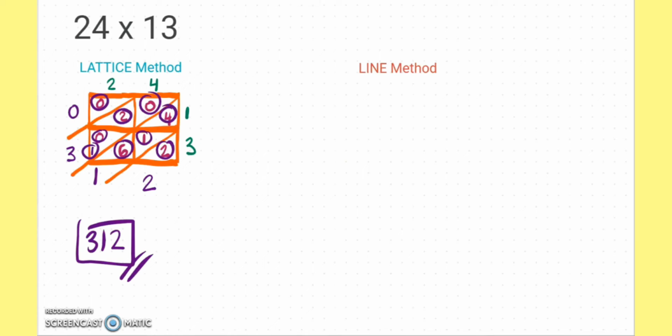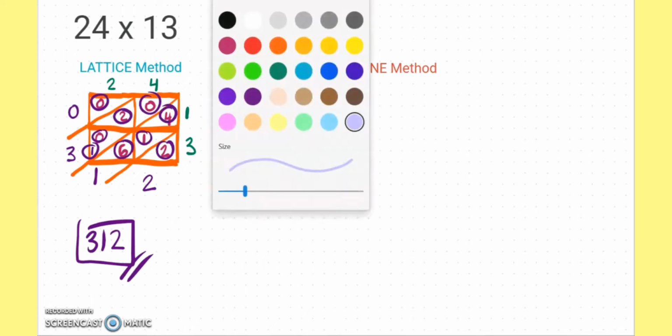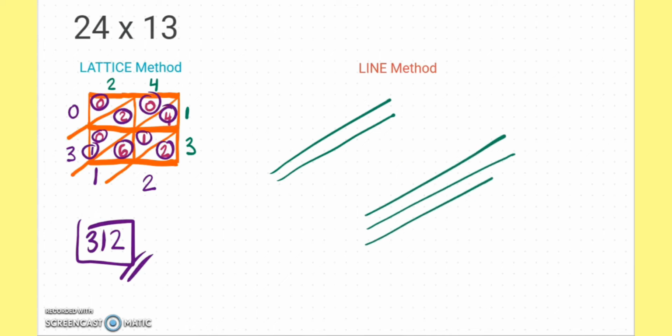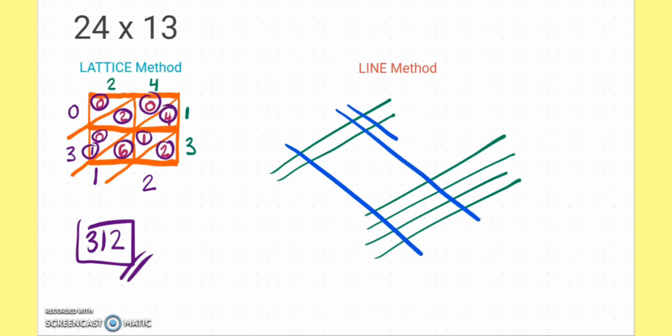For the line method, we have the multiplicand 24. So we have 2 and 4 starting from the top. So we have 1, 2. And then the 4, 1, 2, 3, 4. And then the multiplier 13, 1, 3 starting from the bottom. We have 1 and then the 3. We have 1, 2, 3.